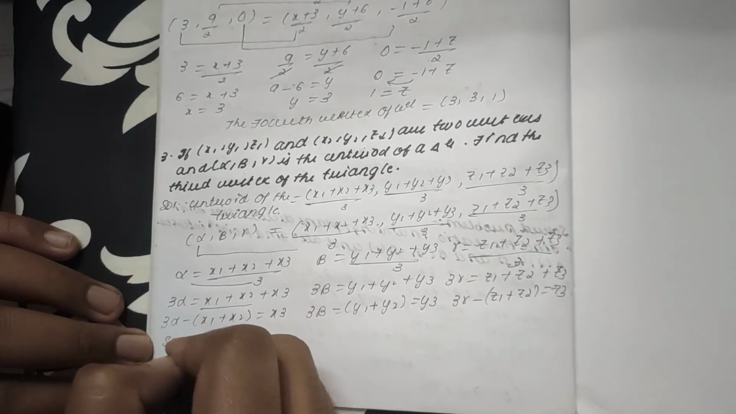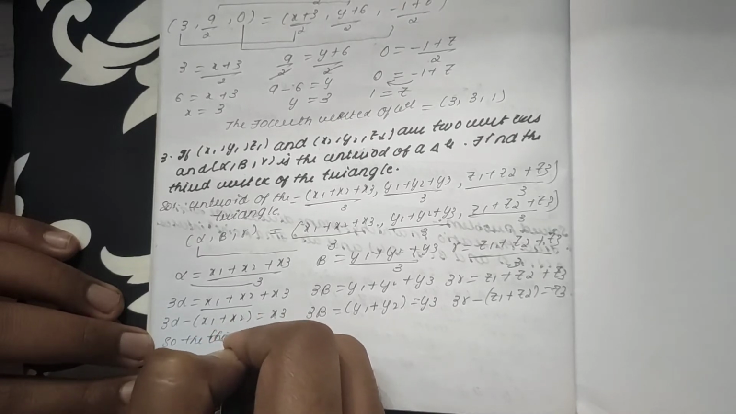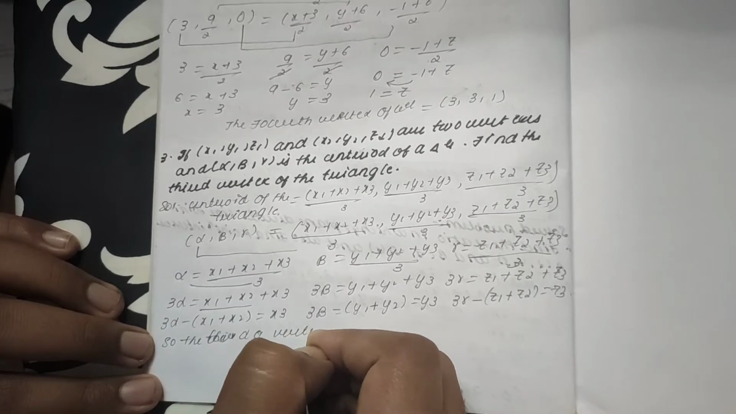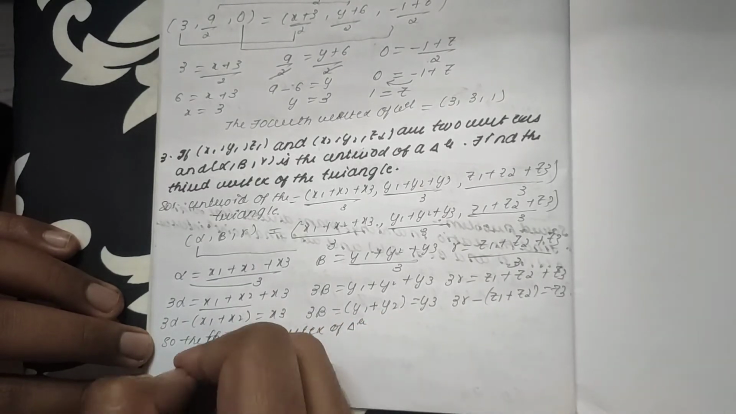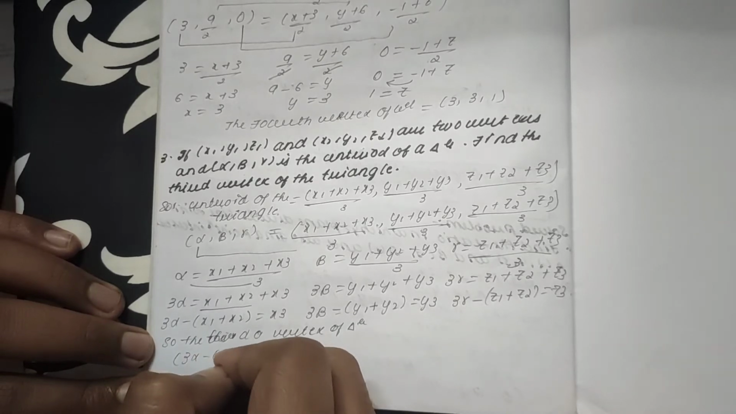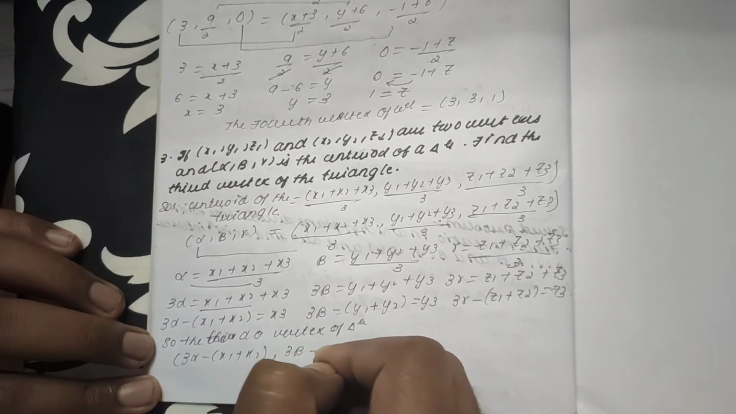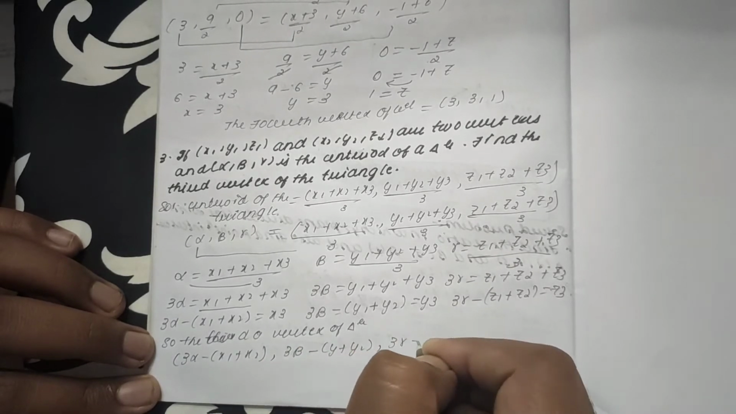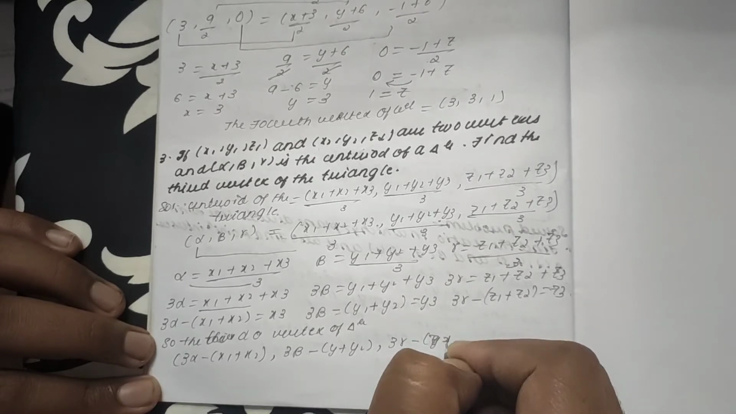So the third vertex of the triangle is 3 alpha minus (x1 plus x2) comma 3 beta minus (y1 plus y2) comma 3 gamma minus (z1 plus z2).